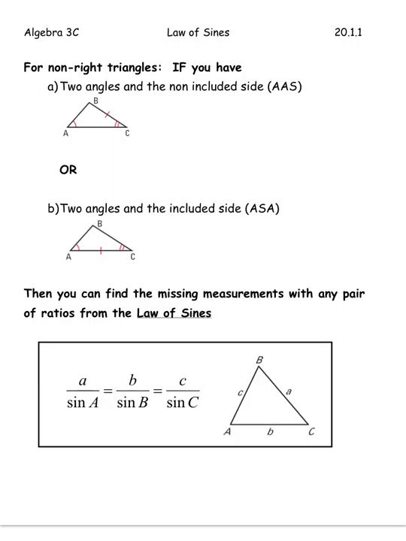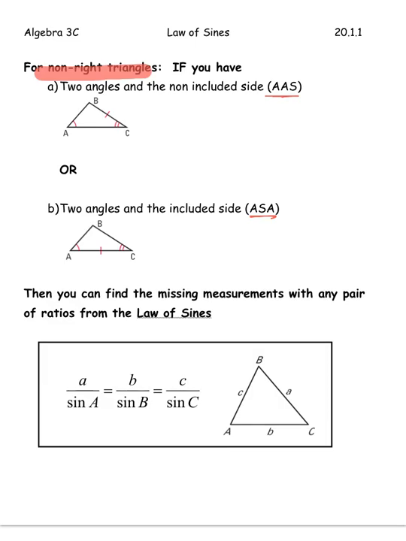The law of sines finds us missing information for non-right triangles. It will work if we know two angles and the side next to it, or two angles with the side between it. And down here at the bottom is what the law of sines looks like.